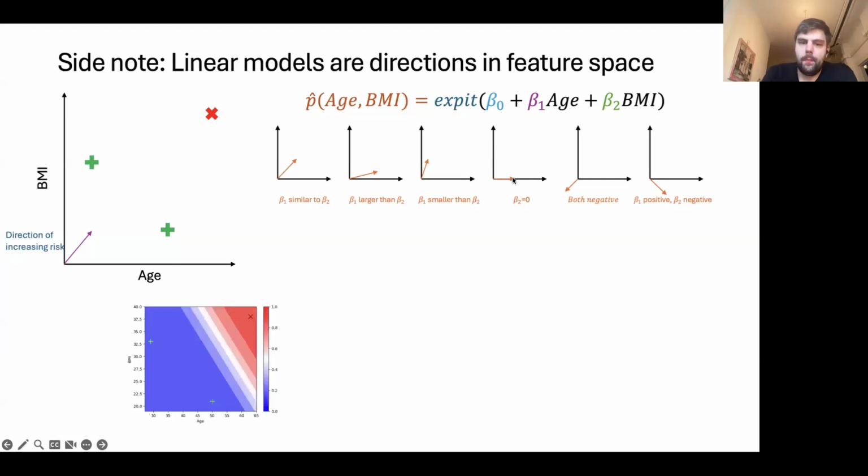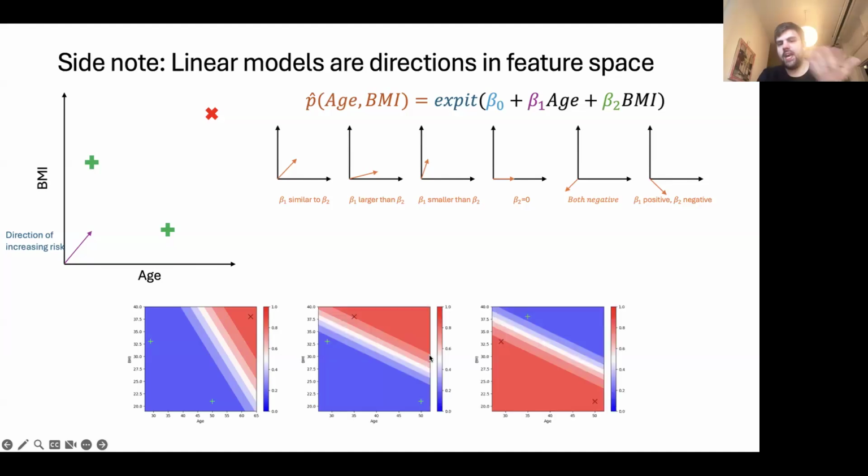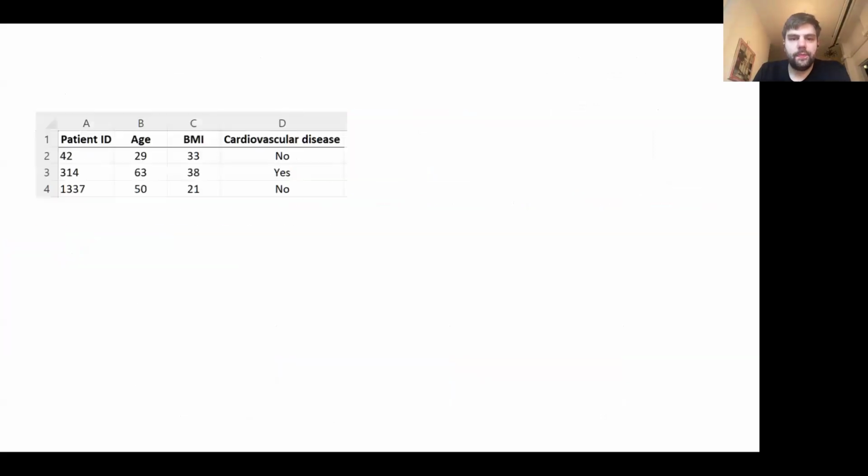risk. And then, after we fit the model, we could also color in the space according to how high the risk of cardiovascular disease is, depending on your age and BMI. So, again, it's just a direction in the space. Of course, in 2 dimensions, it's easier to think about, but it's the same in more dimensions.